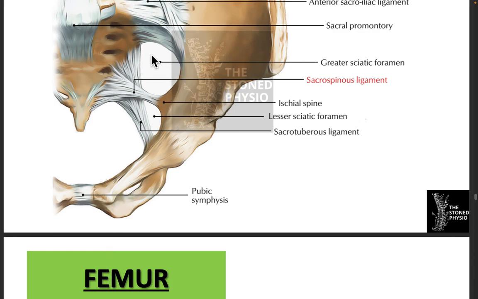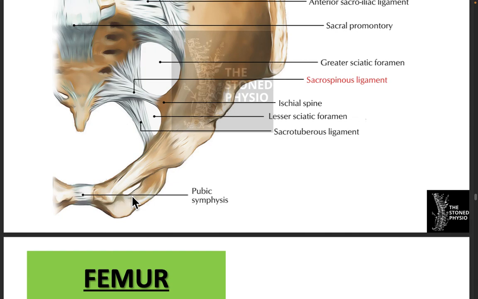Likewise we can talk about this foramen made by the greater sciatic notch and the sacrospinous ligament that is called as greater sciatic foramen. Likewise by the lesser sciatic notch and the sacrotuberous ligament that is called as lesser sciatic foramen. I hope till now we are clear. We have talked about three foramen: greater sciatic foramen, lesser sciatic foramen and the obturator foramen. यहाँ तक clear है? Yes, sir.